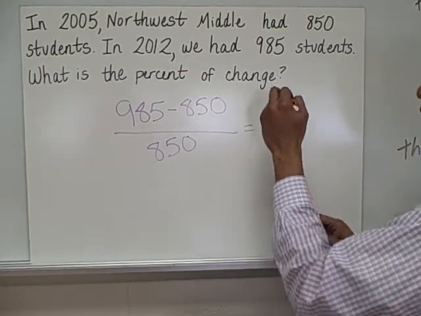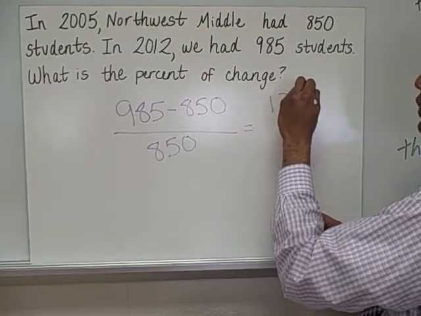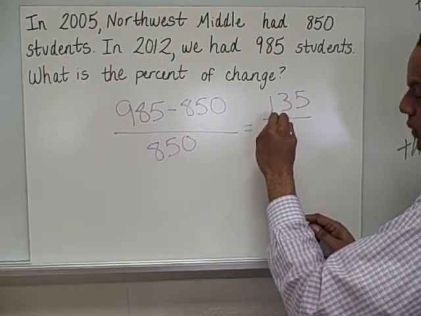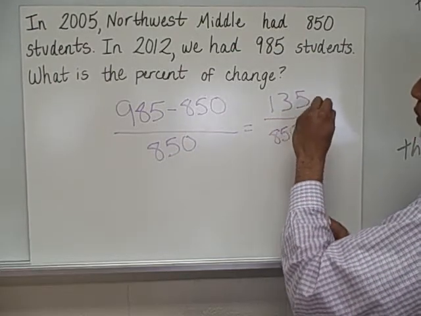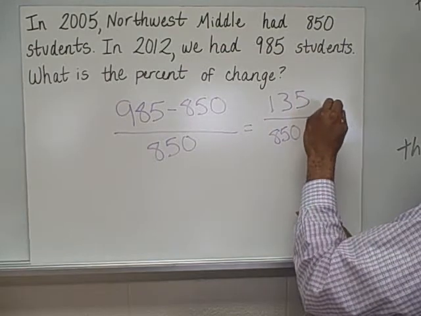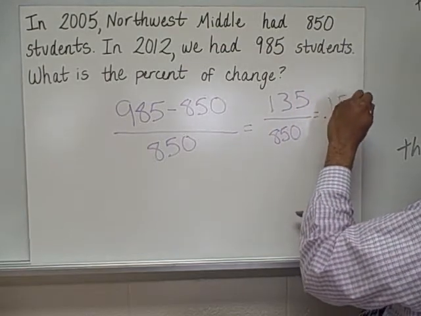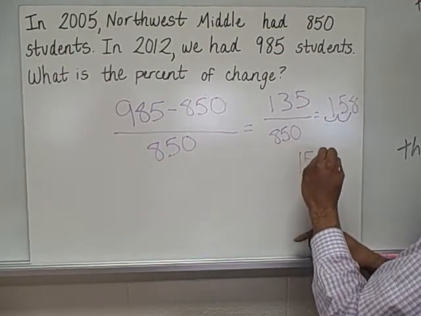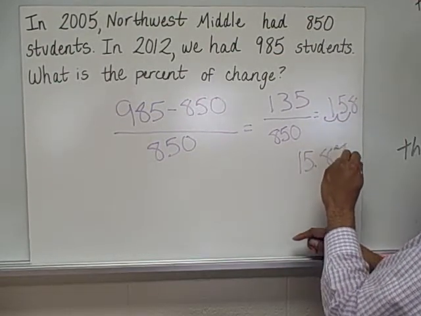So if I subtract that, I would have 135 all over 850, which would equal 0.158. If I move my decimal place over 2 places, that gives me 15.8%.